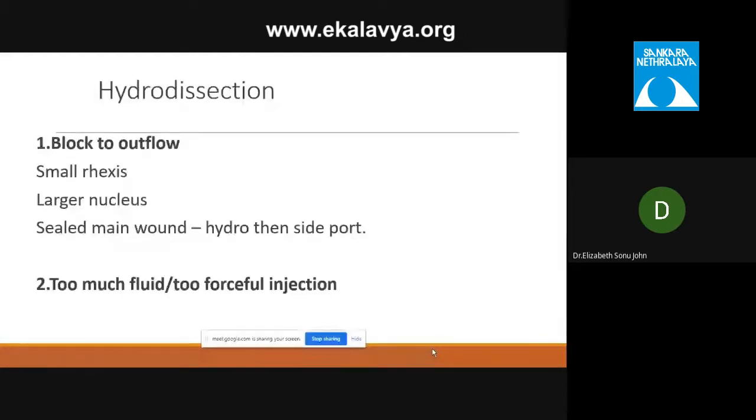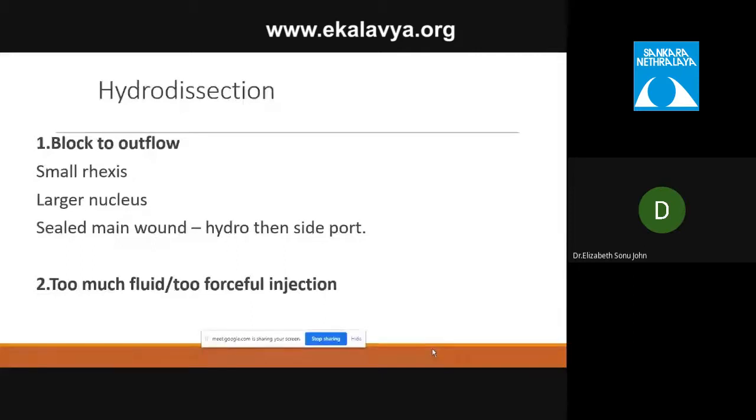Now, during hydrodissection, PCR can occur. The mechanism is when there is a small rhexis or a larger nucleus, there is a block to the outflow. Because of this, the only place the PC can open is downwards, so you have a PCR. Another thing is, if the main wound is sealed and you hydro forcefully through the side port, this can also cause a PCR. That is why in phacos, we do the hydrodissection through the main wound instead of through the side port, which is a safer procedure to do.